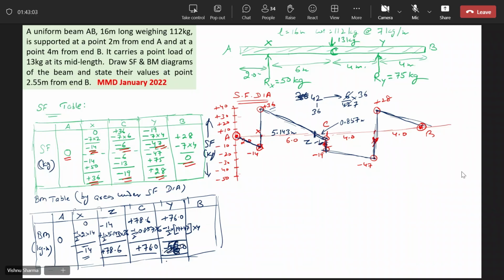Plus minus 56. Minus 56. Plus half base into height becoming 0. That is the BM, correct? So BM values are 0, minus 14, plus 78.6, plus 76, minus 56, and 0.